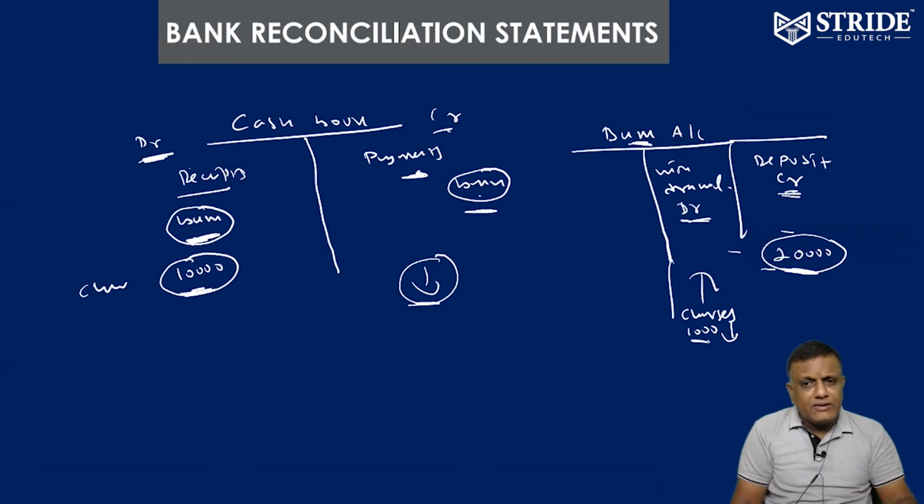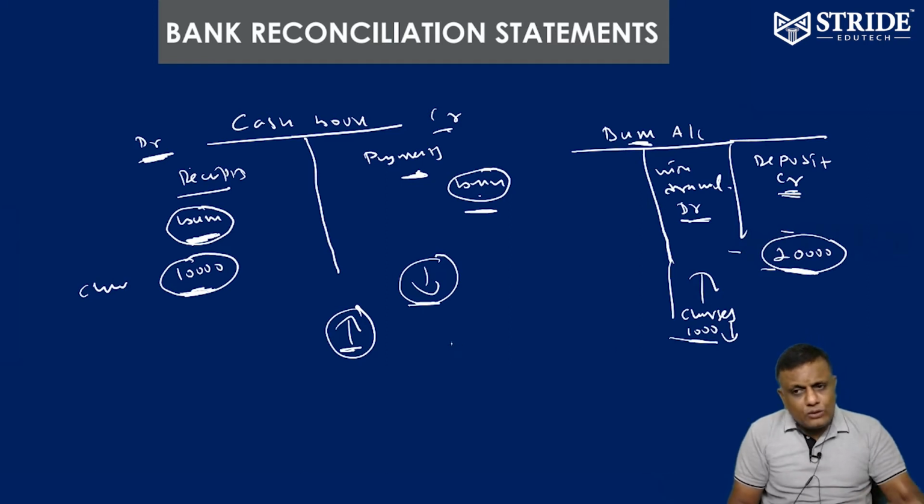So far that information is not received in my office by the cashier, so my cash book shows a higher balance. The reason is that bank charges are deducted only in the passbook, only in the bank statement, and the cashier is not receiving that information. So as on date, my cash book shows a higher balance and my passbook shows a lower balance. Let's see one more case.